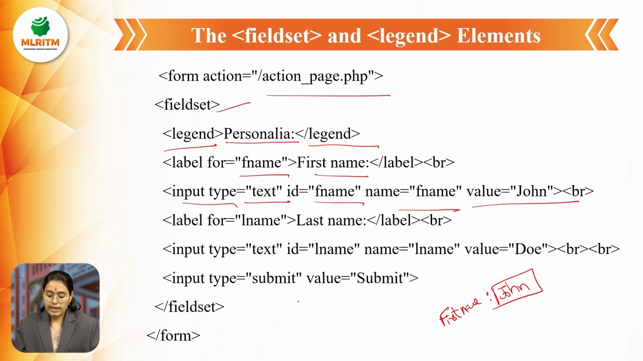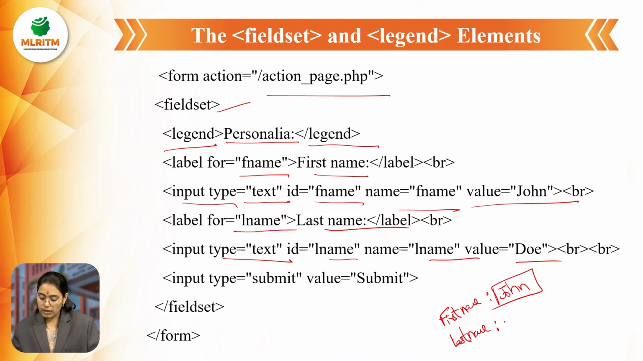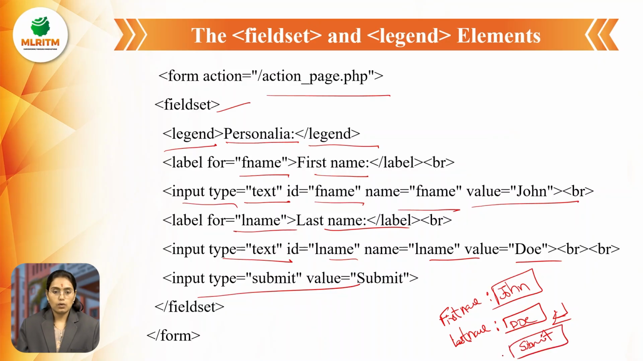After that, next line, and now labeling the last name also. After labeling the last name, bind it with the input text: the input type, that is text, id, name, and value as some name. After that, we give a break, which means next line. Now here we are going to the submit button, input type equal to submit. Now close the fieldset. After opening the fieldset, we need to close the fieldset. Now after closing the fieldset, close the form tag. Clear with the example?